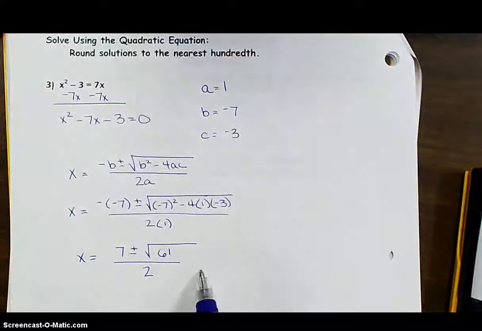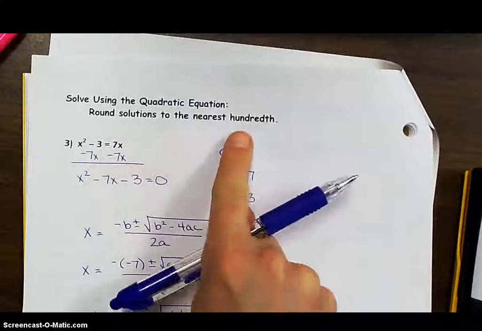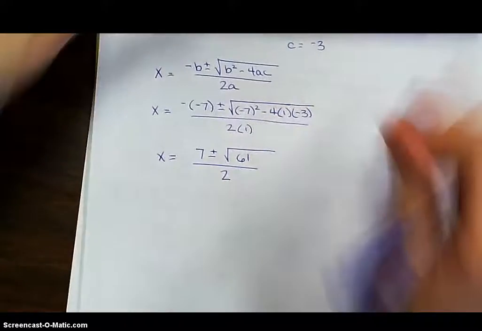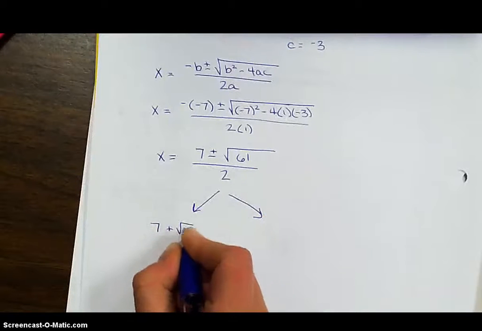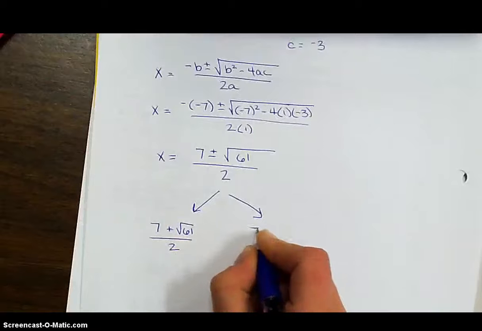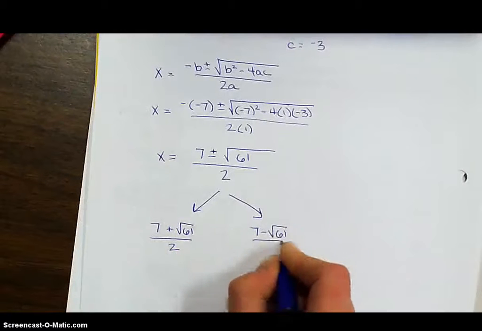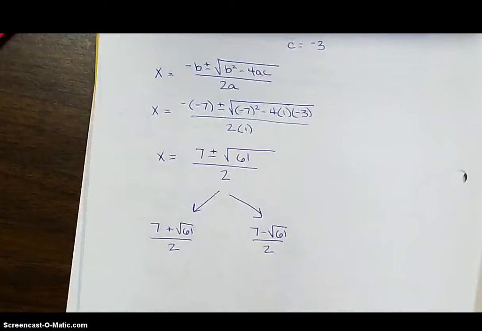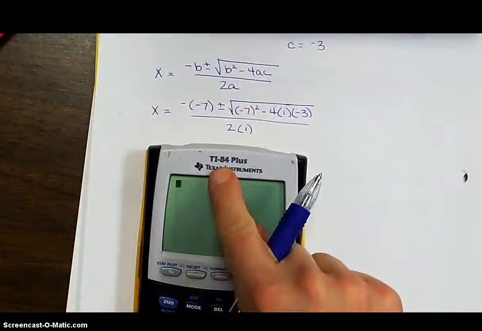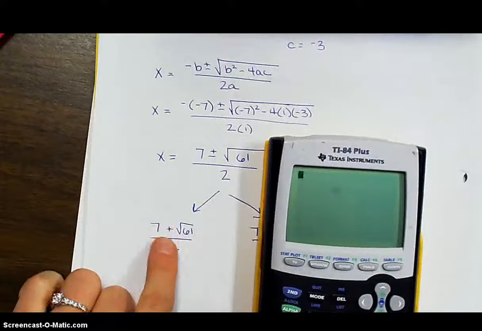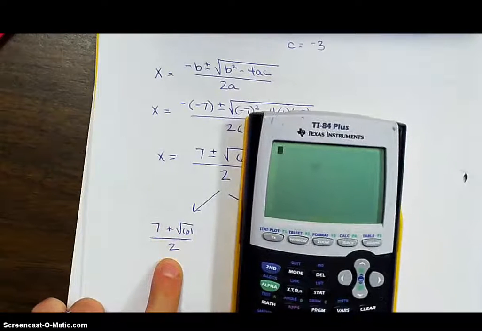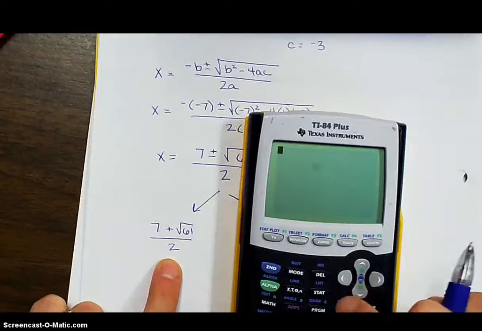All right, so here's our solution, but now it says round to the nearest hundredth. So this is where we have to use our calculator to come up with the answer. I know that my two answers here are 7 plus radical 61 all over 2, and 7 minus radical 61 all over 2. Now, to put this in the calculator, you have to pay very careful attention. If you have a TI 84 or above, I'm going to show you a really cool trick that's going to do this for us.